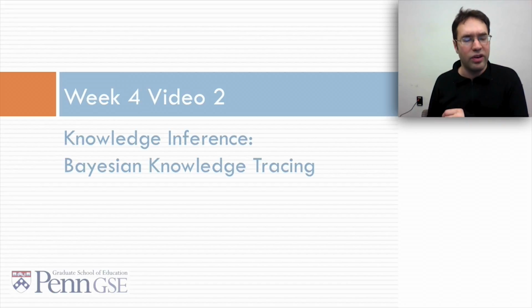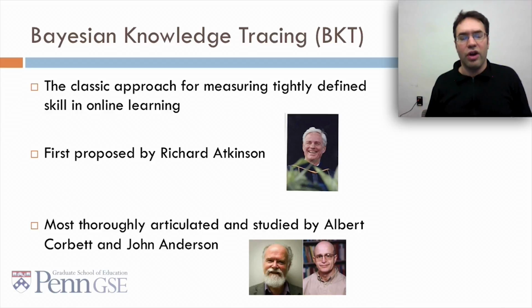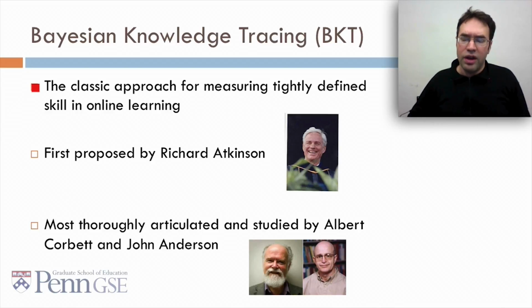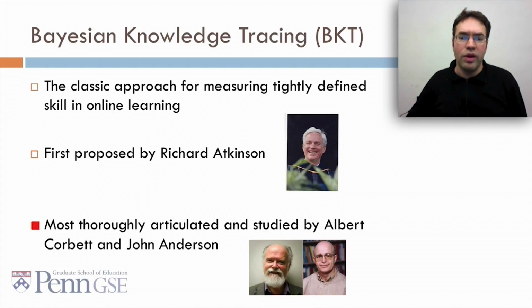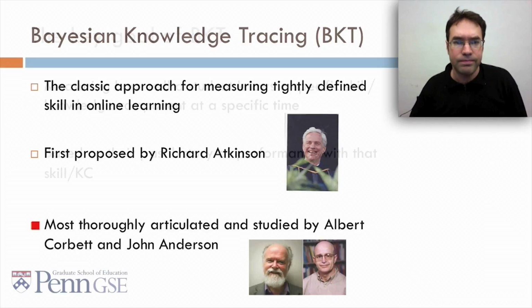Welcome to Bayesian knowledge tracing, a method for knowledge inference. Today we're going to talk about Bayesian knowledge tracing, which is the classic approach for measuring tightly defined skill in online learning. It was first proposed, along with a bunch of things, in a paper by Richard Atkinson in the 60s, but it's most associated with, most thoroughly articulated and studied by Al Corbett and John Anderson.